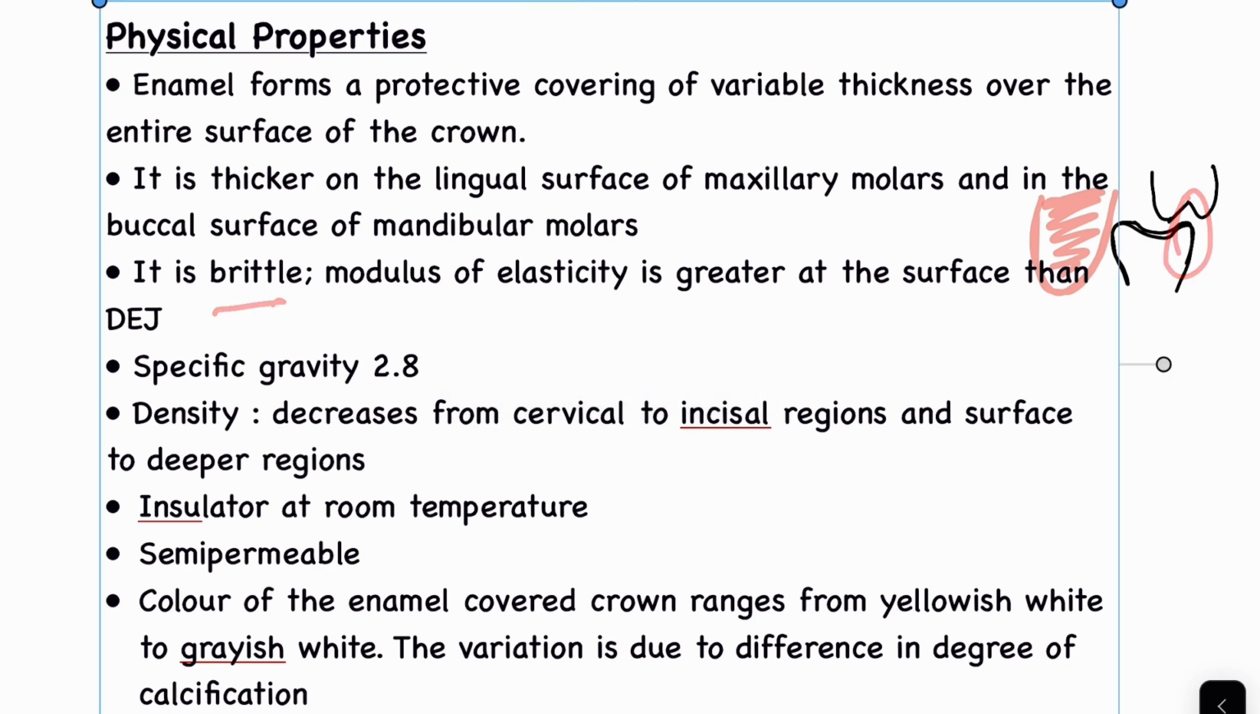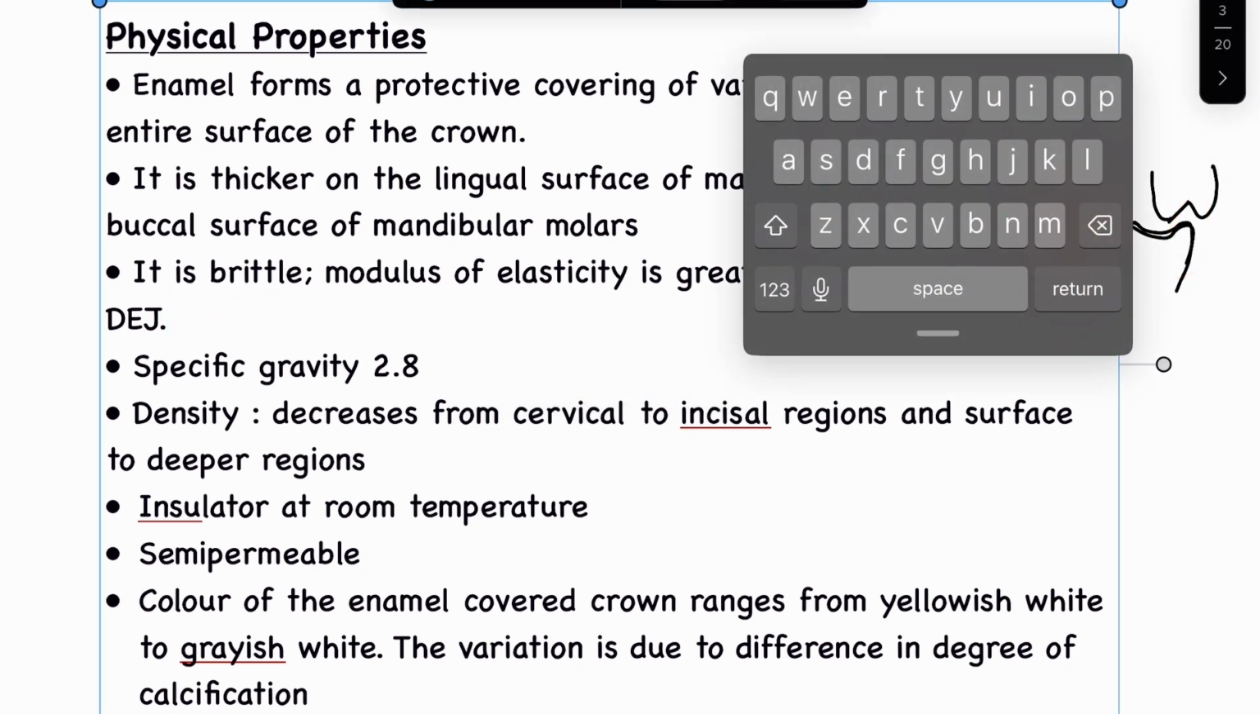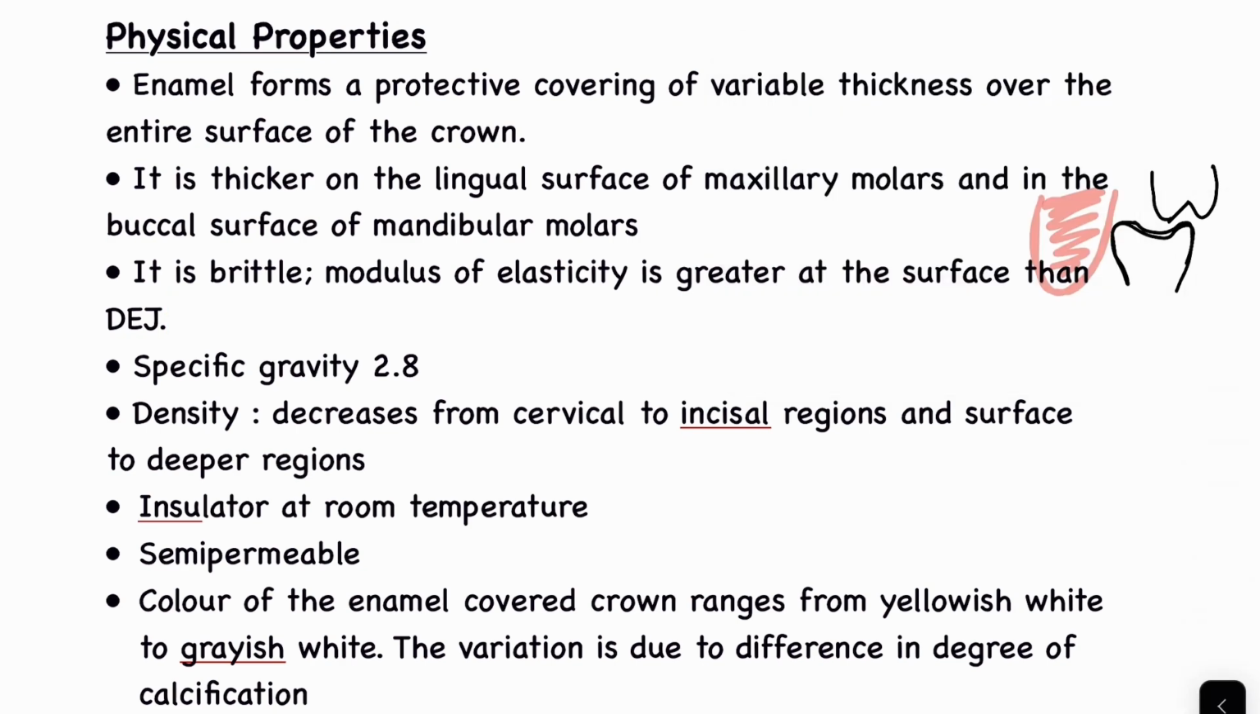It is brittle in nature and the modulus of elasticity is greater at the surface than the dentino-enamel junction. So it is just a property that it is brittle in nature, so it can be broken into pieces easily. Not easily, but it breaks down into pieces. And modulus of elasticity is greater at the surface than dentino-enamel junction, so it is more rigid on the surface. Dentino-enamel junction is where the enamel meets the dentine.